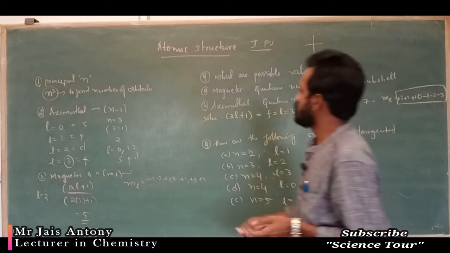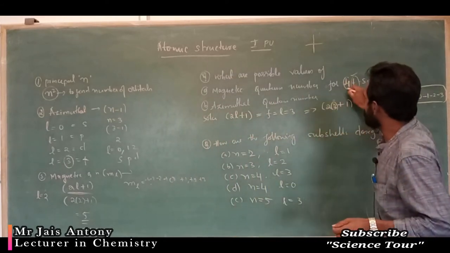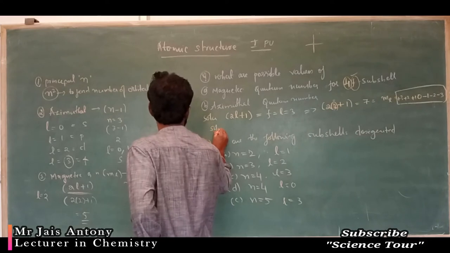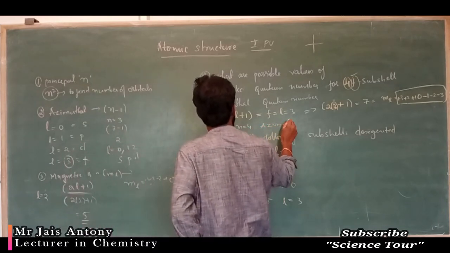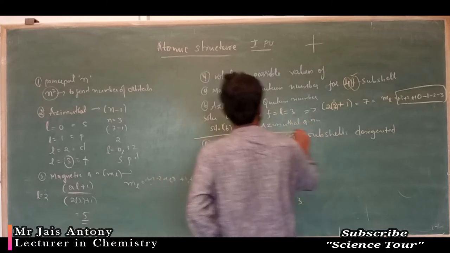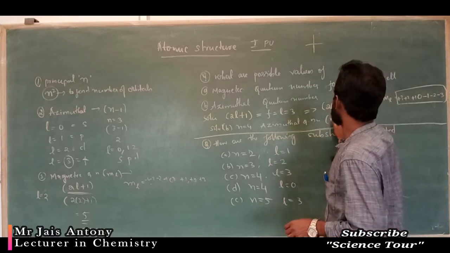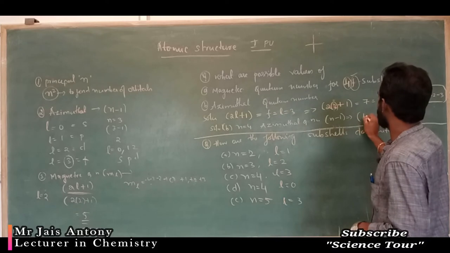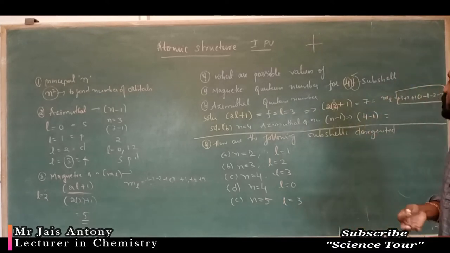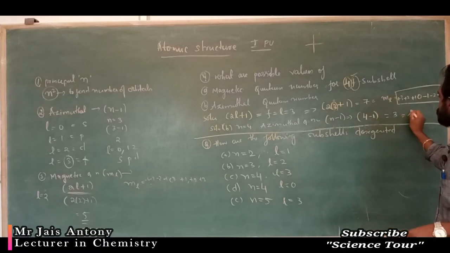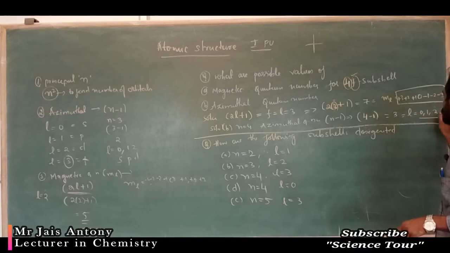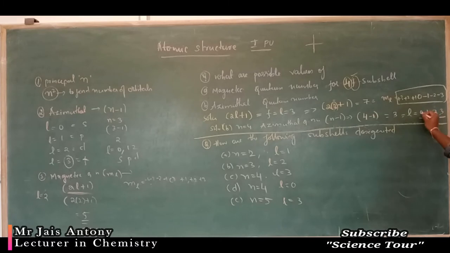Next, you have to find the azimuthal quantum number. My dear students, for the azimuthal quantum number you should know the n value. What is the n value here? 4. So, solution for B: n value is equal to 4. The formula for the azimuthal quantum number is n minus 1, that means 4 minus 1, which gives 3. So you write the l values 0, 1, 2, 3. This is nothing but 0 is S, 1 means P, then D, F. Okay. Very simple.